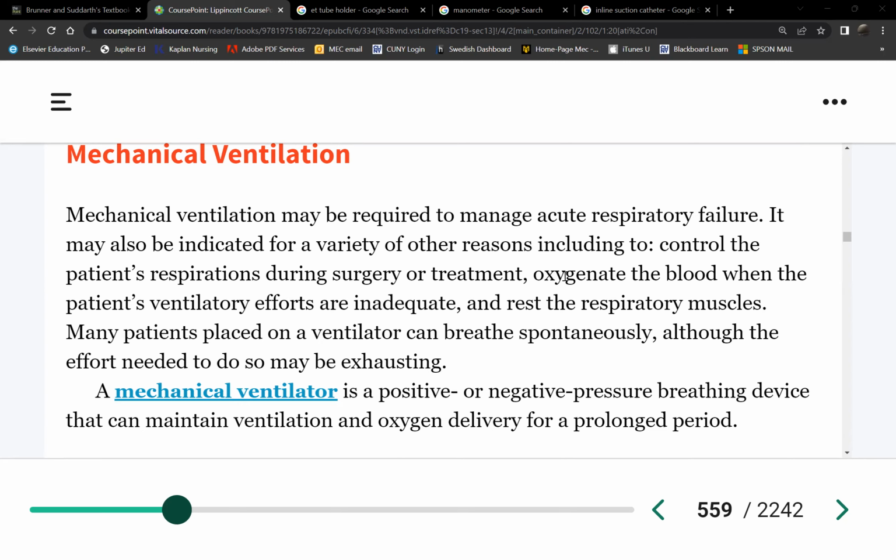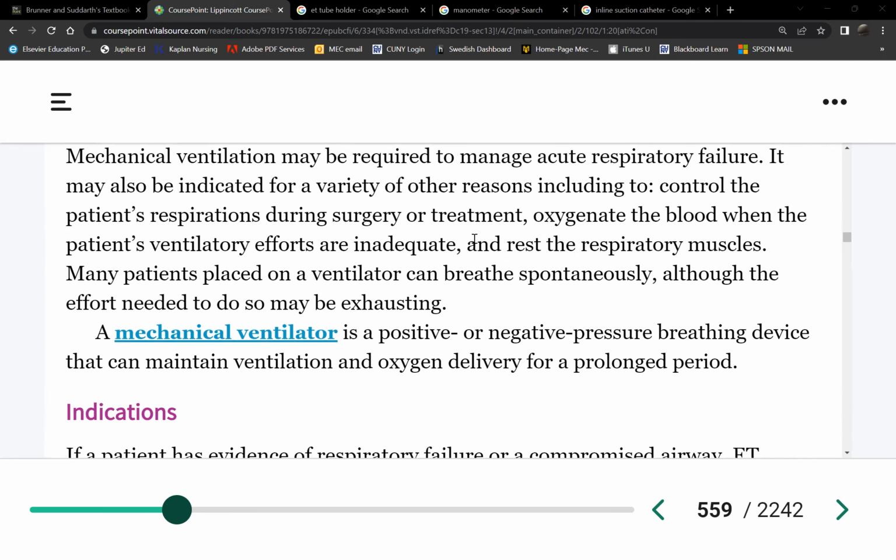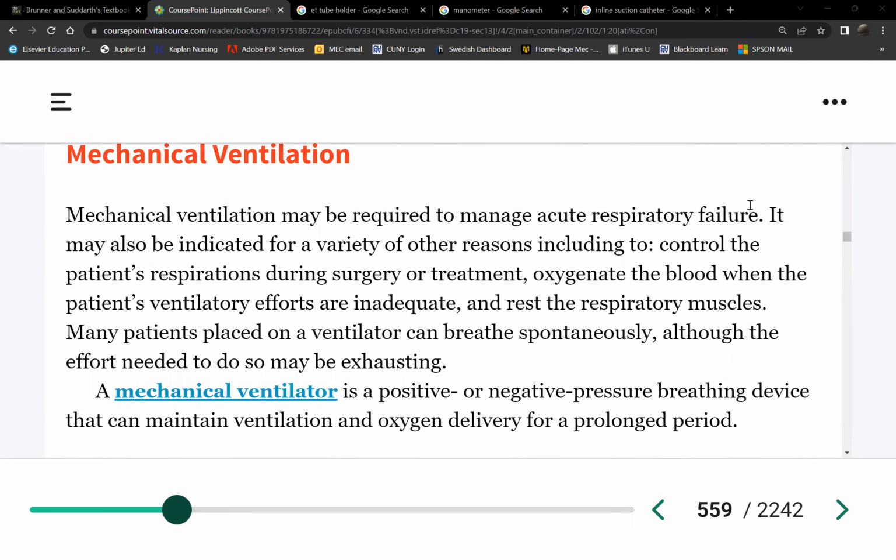So is it useful though? Yes, imagine having to ventilate the patient 12 to 14 times a minute for 12 hours. You won't be able to do anything else, correct? So what's the purpose of the mechanical ventilator? So let's read.